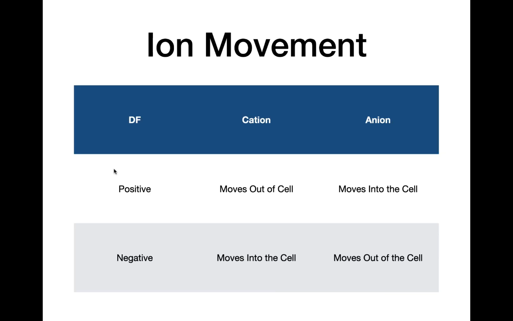So therefore, we can use this driving force in order to determine how an ion will move through an open channel. When the driving force is positive, cations, or positively charged ions, will move out of the cell, and this is because like repels like. And anions will move into the cell, and this is because opposite charges attract. When the driving force is negative, cations, or positively charged ions, will move into the cell. This is because opposite charges attract. And anions will move out of the cell, and this is because like charges repel.